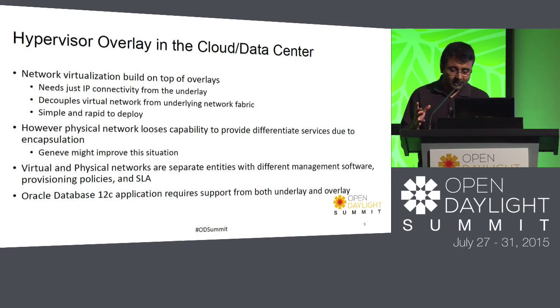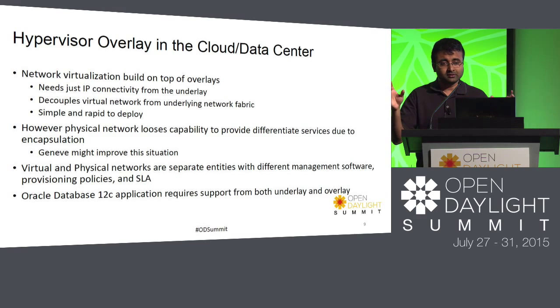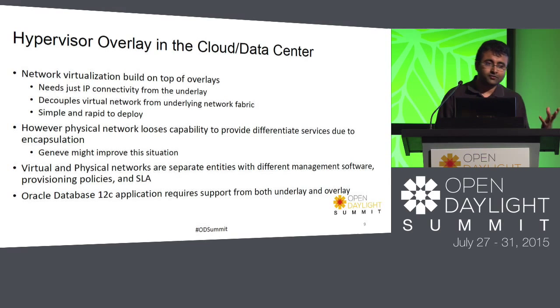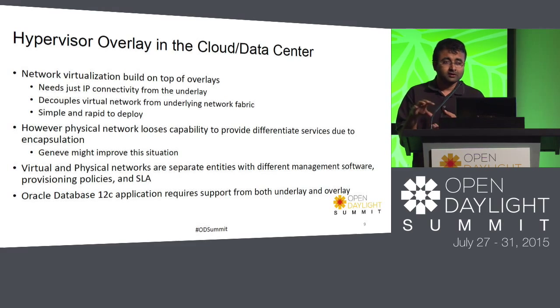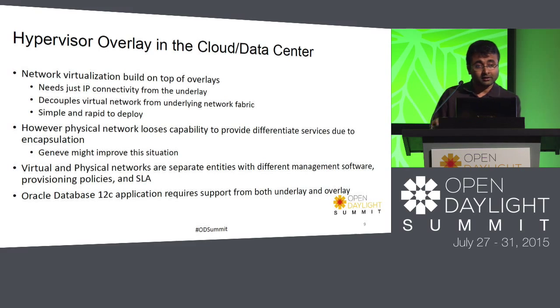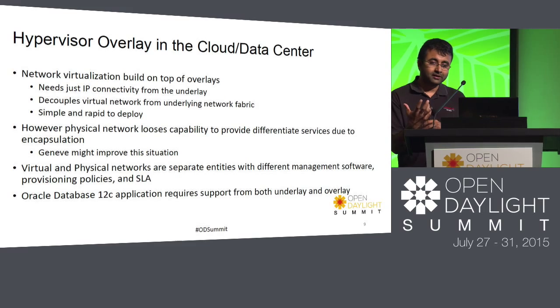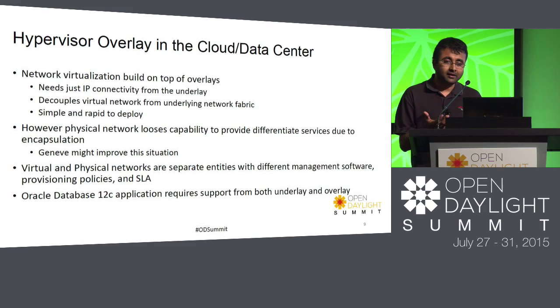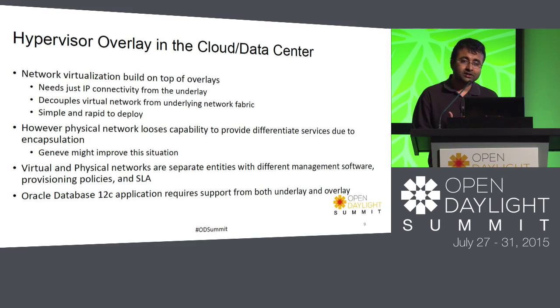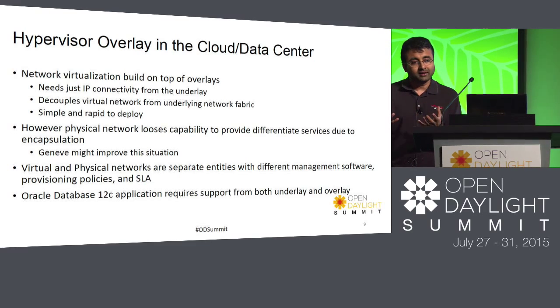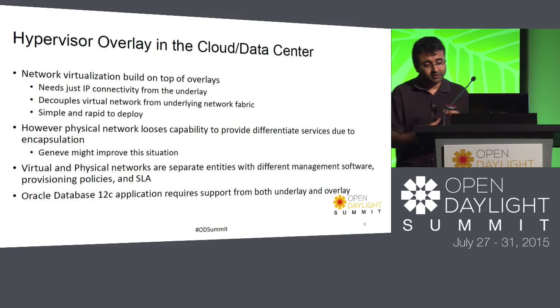What happens here is that between the edges, we create tunnels. The tunnels are created either in a mesh form, point to multi-point, or point to point, and then the packet is passed through these tunnels. What this means is that the underlay or the network fabric just sees the encapsulated packet. It doesn't know what payload it's carrying. So it cannot provide differentiated services since it does not understand what the packet is carrying because it's encapsulated.